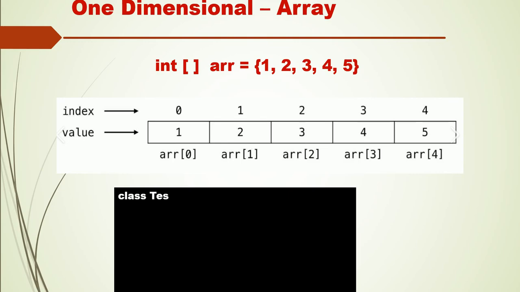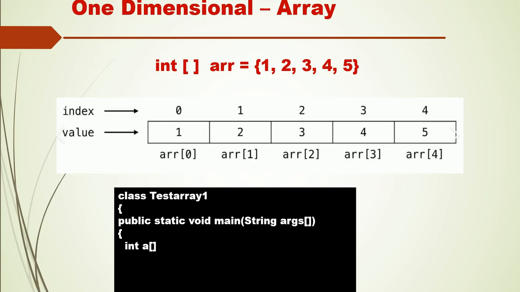See the program implementation of array. Class, name of the class TestArray1, inside that class the main method: public static void main(String args[]). Inside the method we have declared one array of type integer, a.